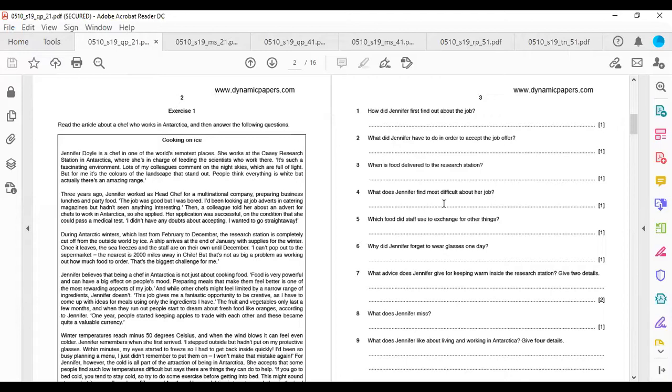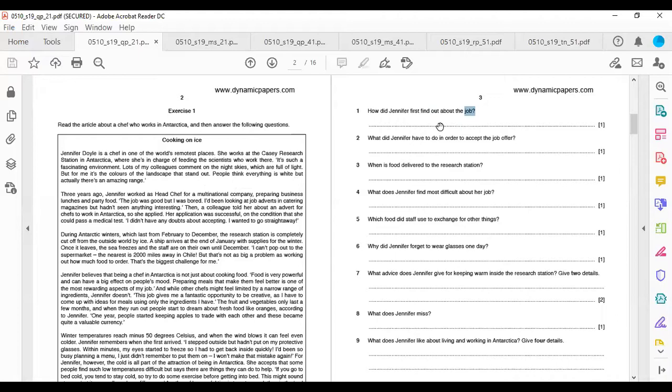For such an exercise, the most important thing is to read each question and highlight the keywords. For example, how did Jennifer first find out about the job? So the keywords here could be how, find out, and job. Then I have to skim read or scan read the text to find such relevant information. And once I find it, I just write it here in brief.